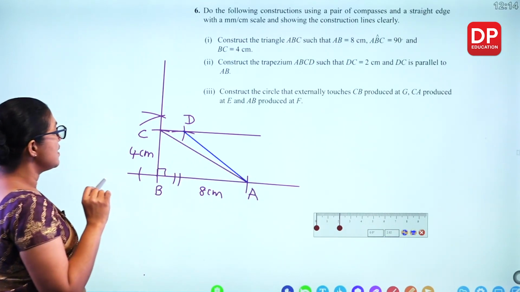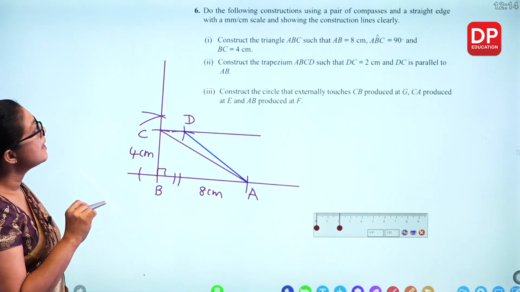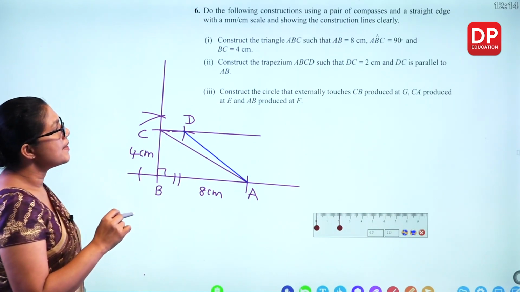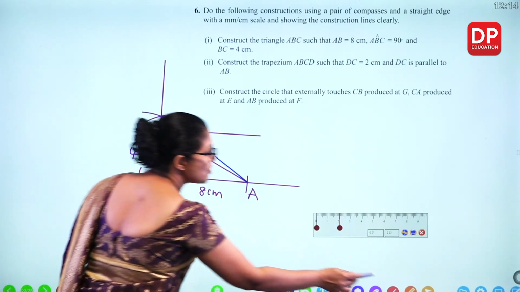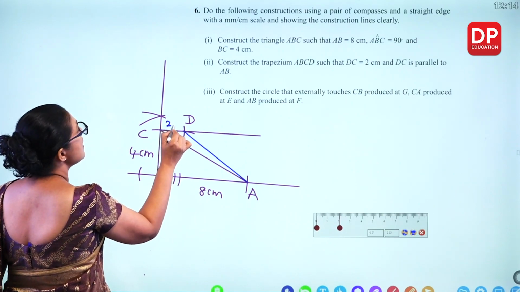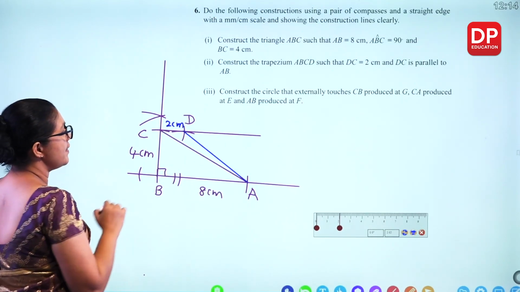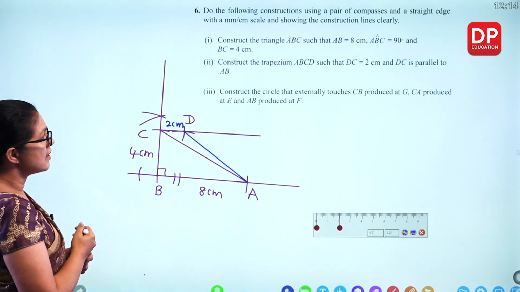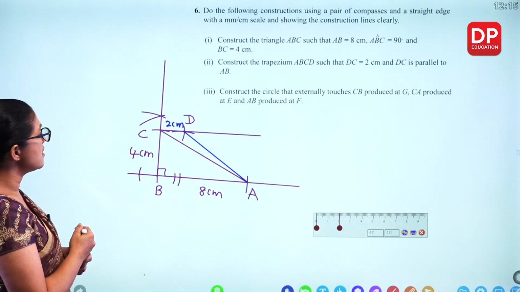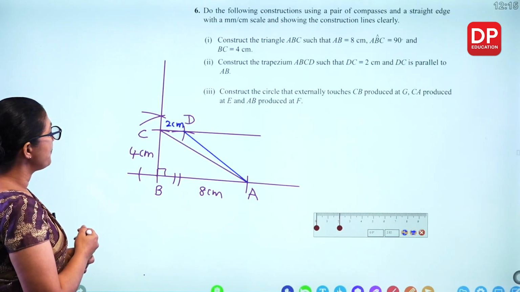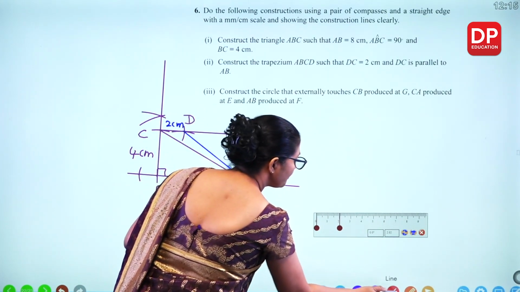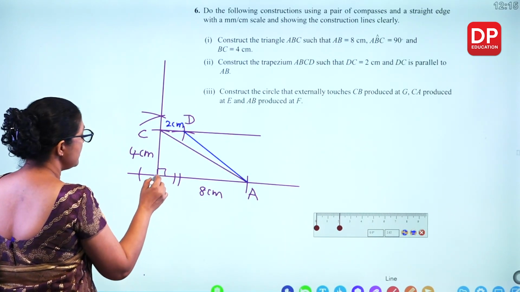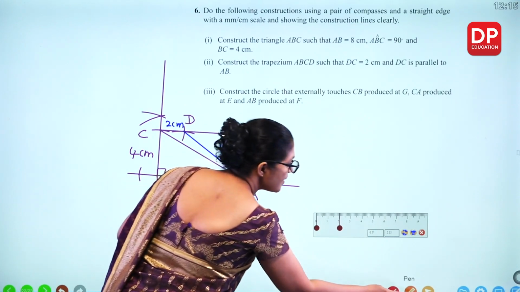Now this is the ABCD trapezium. This is 2 centimeters here, this is 4 and this is 8. Now the last part: construct the circle that externally touches CB produced. So we need the ruler and extend these lines.